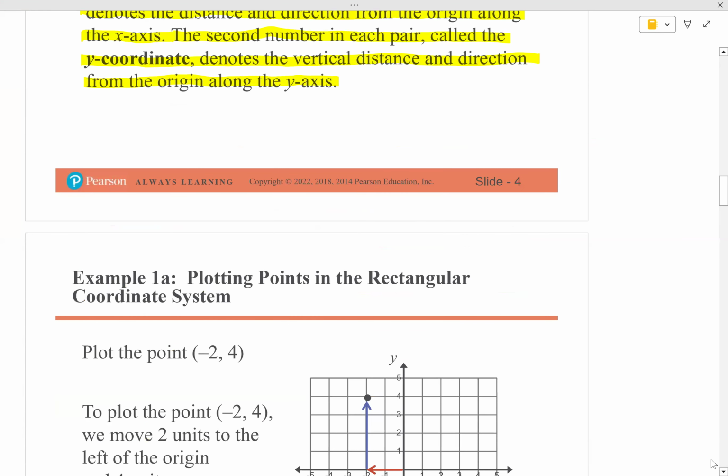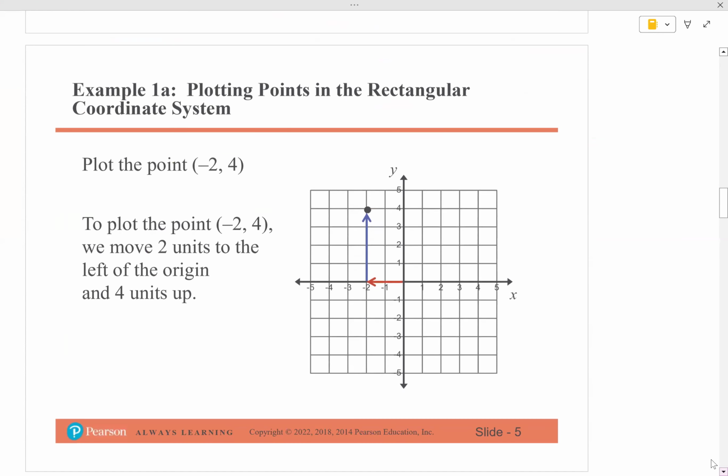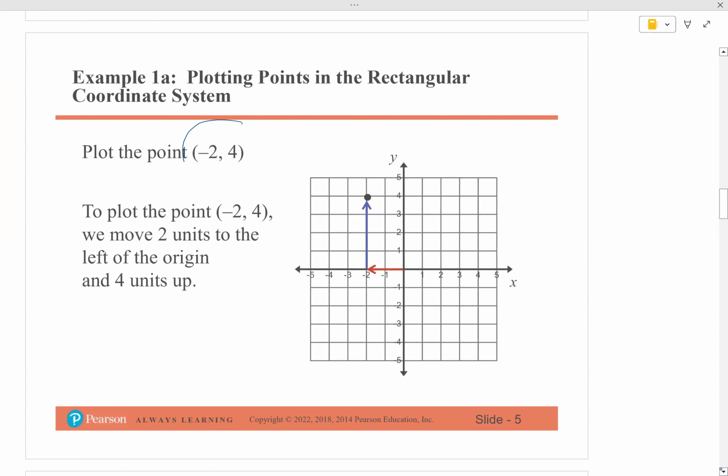All right. Example. Plotting points. It's already done for us, but that's okay. Here's a point, -2, 4. The number on the left is always the x value, and the number on the right is always the y value. If it's new for you, just remember alphabetical order, left to right. X or Y, which one comes first in the alphabet? That's the coordinate that's going to come first too.